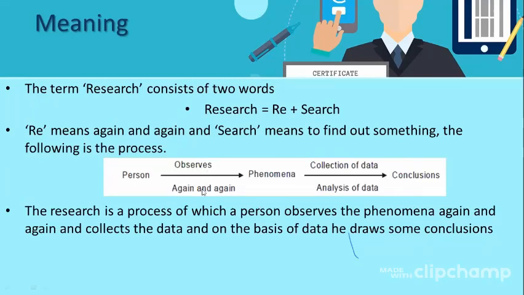This is a process in which a person observes the phenomenon again and again and does what? Collects the data. And then he analyzes the data, and on the basis of the data, he draws some conclusion. Like for example, I will give you an example, so this will become easier. I will give you two examples. One of the examples is from social science.